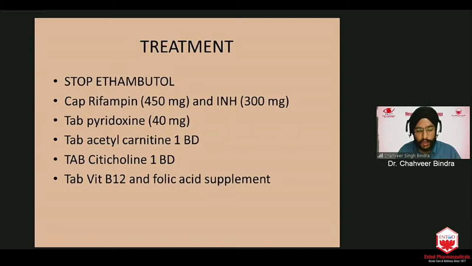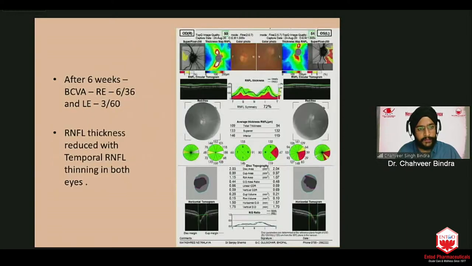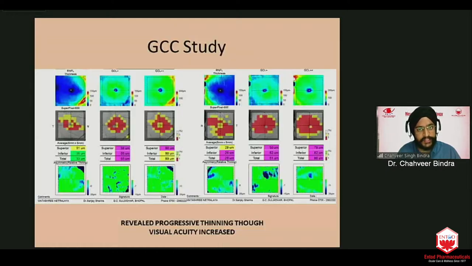The ethambutol was stopped, though the INH was continued in this case, and other supplements were given. After 6 weeks, the BCVA in the right eye improved to 6/36 and in the left eye improved to 3/60. The RNFL thinning was seen in the temporal area in the left eye, and the thickness was reduced. The GCC study revealed progressive thinning, though the visual acuity had improved.